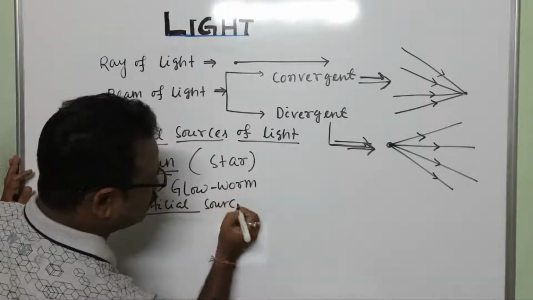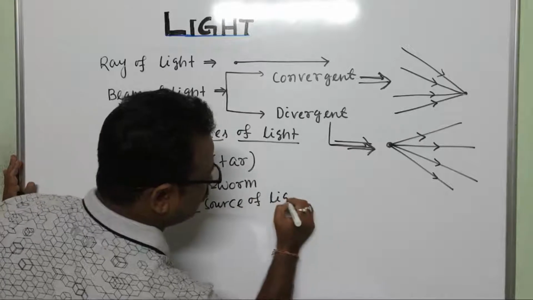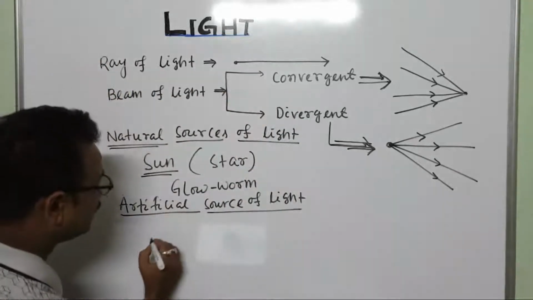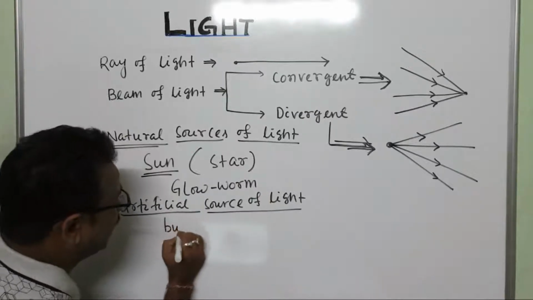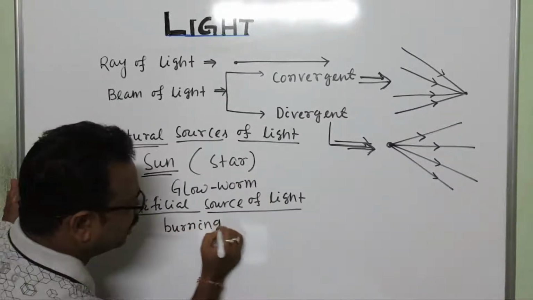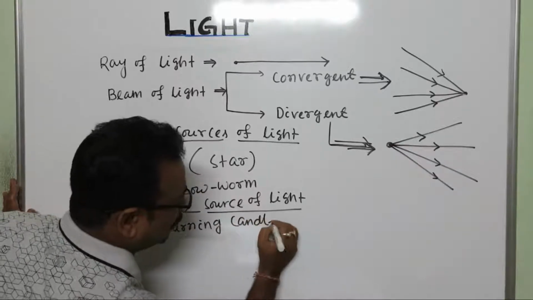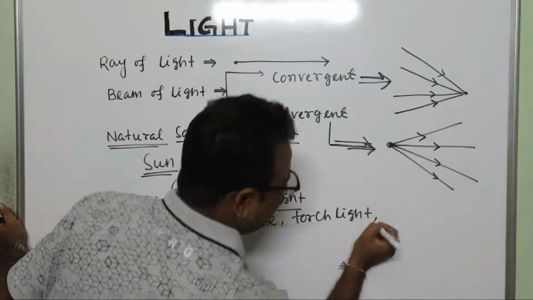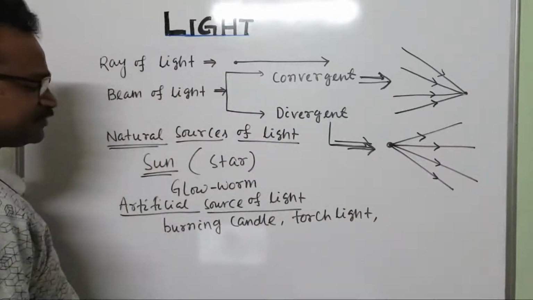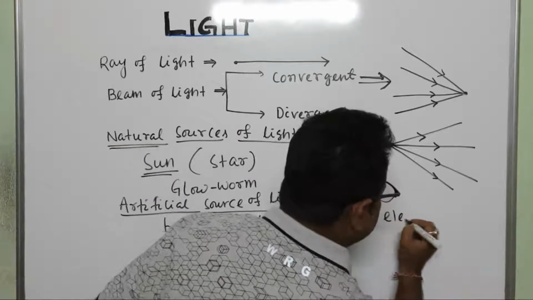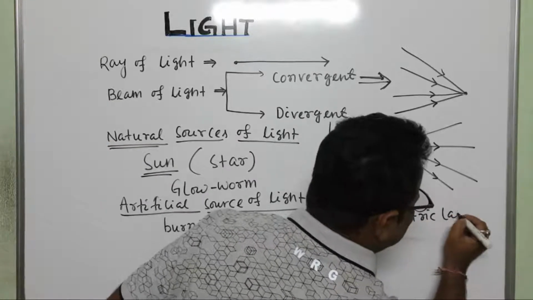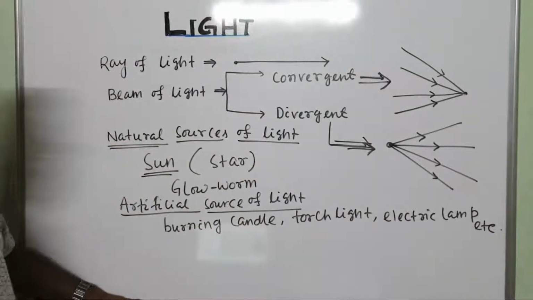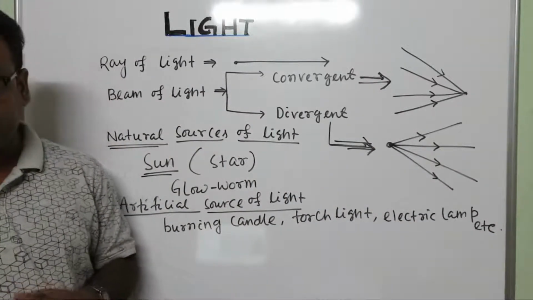Then artificial sources of light. Many are there, like a burning candle, torch light, electric lamp, etc. Many are there that we use in our day-to-day life.